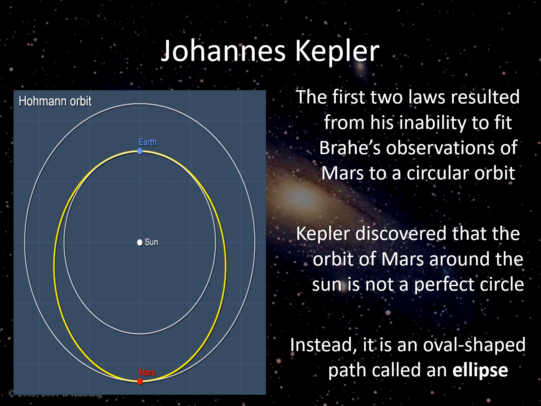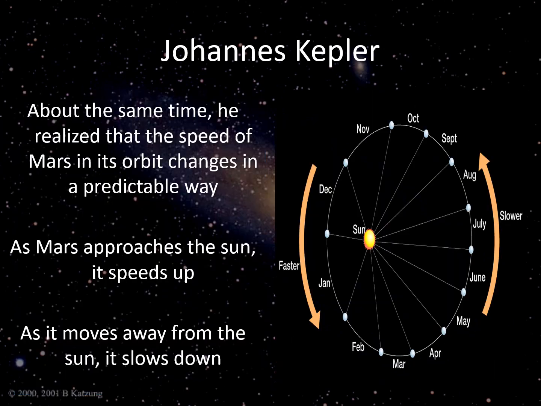He discovered that the orbit of Mars around the Sun is not a perfect circle. Instead, it's an oval-shaped path called an ellipse. Almost about the same time, he realized that the speed of Mars in its orbit changes in a predictable way.